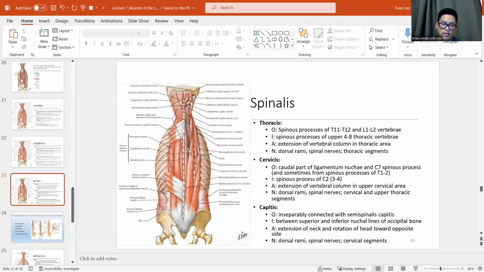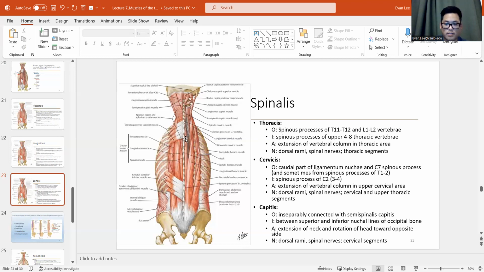But down here, it's generally a little bit more distinguishable going a little bit further down. So spinalis is going to have the thoracis, cervicis, and then capitis regions, very similar to the semispinalis. But in this case, spinalis going from spinous process to spinous process, these are very medial along the vertebrae.